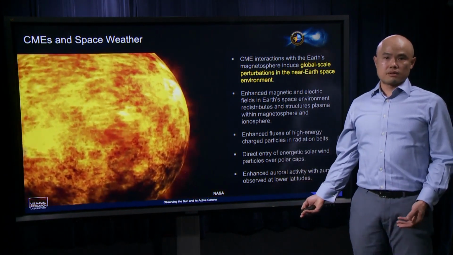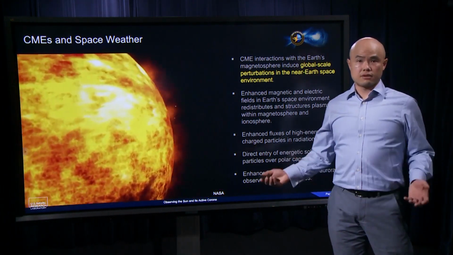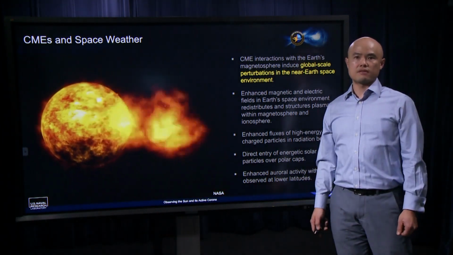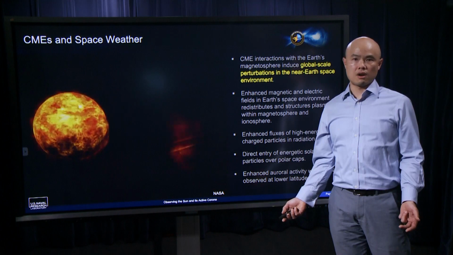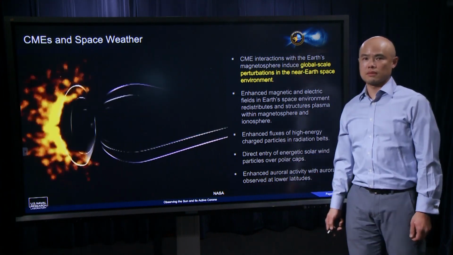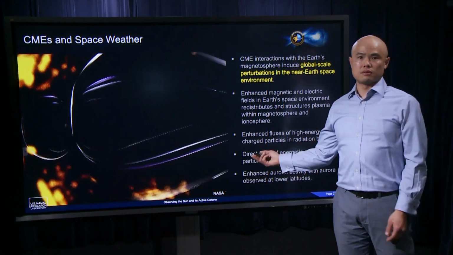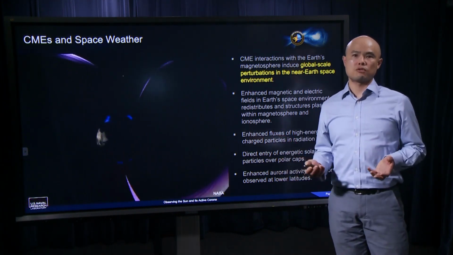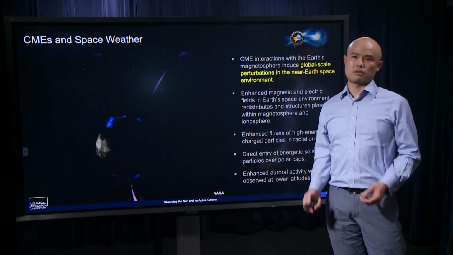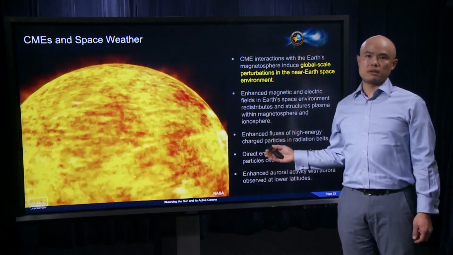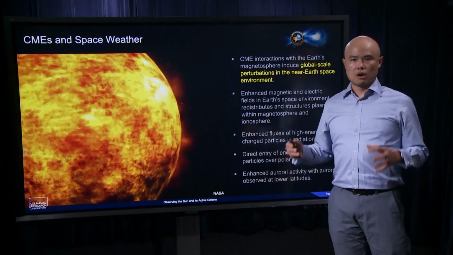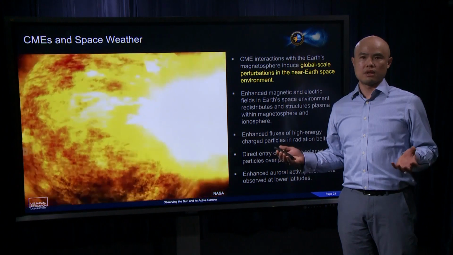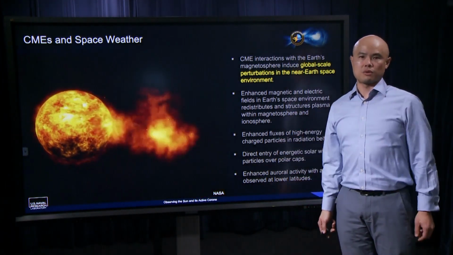CMEs travel in all directions around the sun, but given their scale size, many of these CMEs do hit Earth, and when they do, they can have significant impacts on the space environment around Earth on a global scale. Earth's own magnetic field creates a bubble around our planet called the magnetosphere that usually limits the entry of the solar wind to regions closer to Earth. However, when CMEs impact our magnetosphere, our magnetic bubble is compressed, and this creates a global scale perturbation to the particles and fields that exist within it.